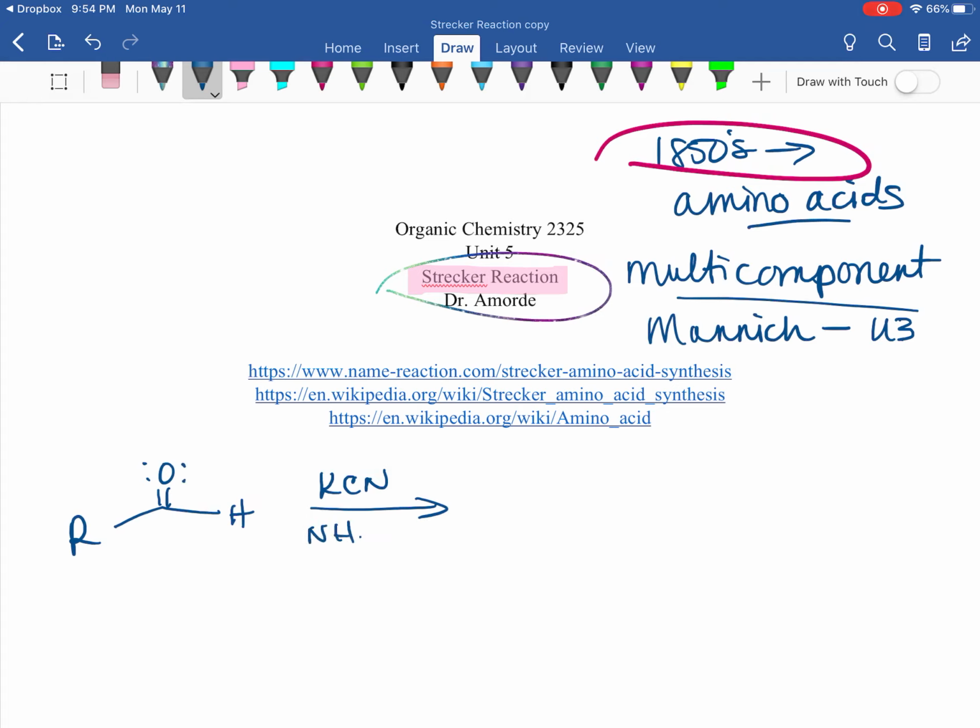And then we're going to go dirt cheap mixture. We're going to add cyanide. And we're going to add ammonium chloride. Okay, all of these things we've seen before. And what is the secret to a multi-component reaction? Just like with our Mannich, it all has to do with your rates. Your rates of those reactions and those reactivities.